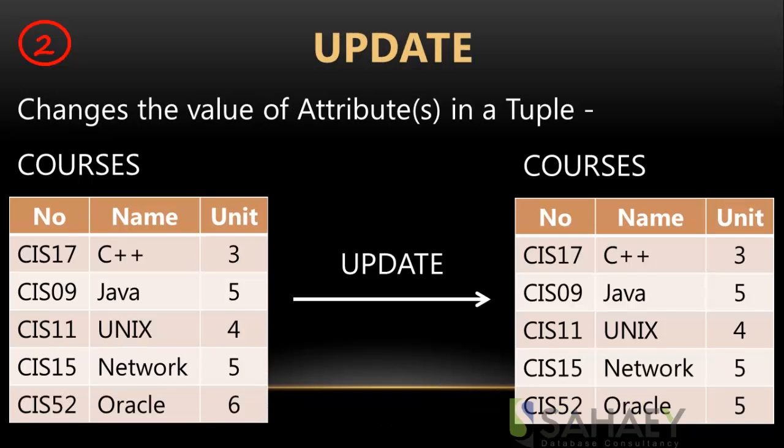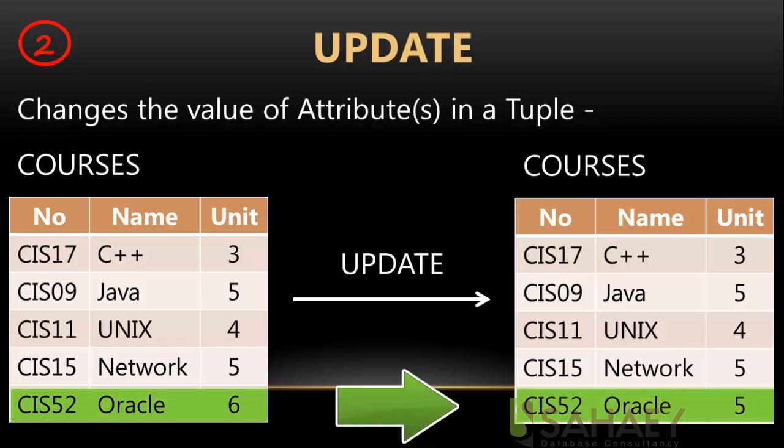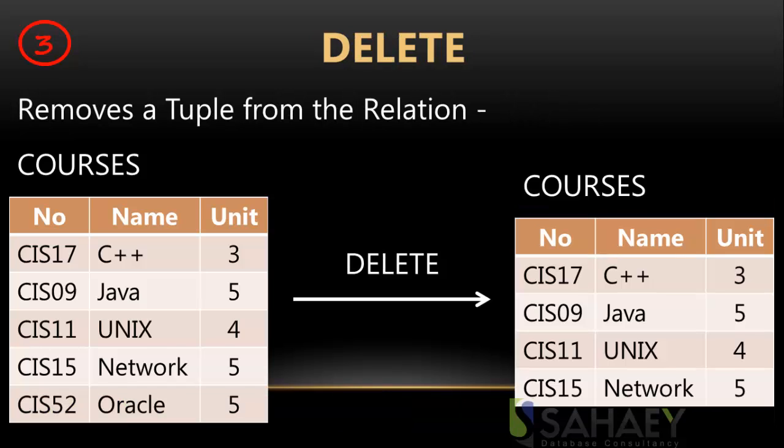The update operation is also a unary operation that is applied to a single relation. This operation changes the value of one or more attributes in a tuple. The delete operation again is a unary operation. This operation removes a tuple from the relation.